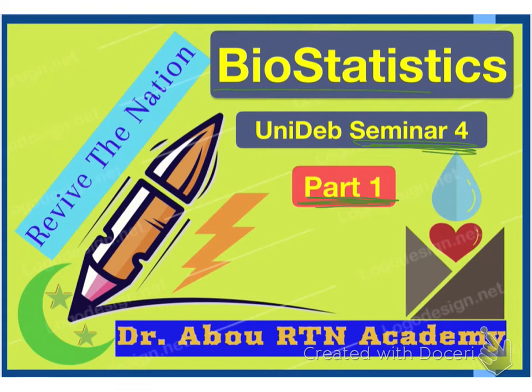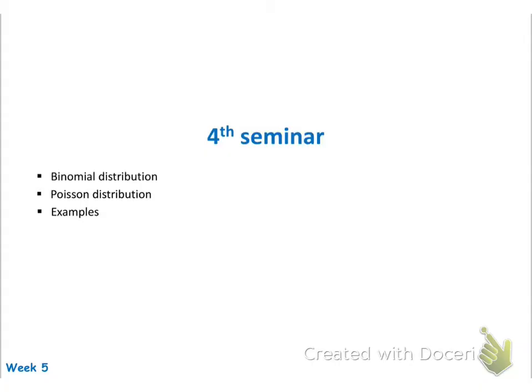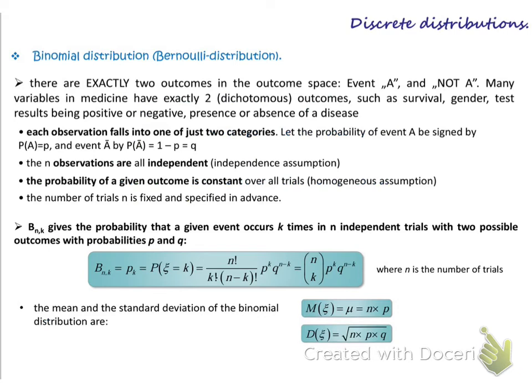Today we are going to discuss part 1 of University of Debrecen seminar number 4 in the subject of biostatistics. In this seminar, we are going to discuss the binomial distribution, the Poisson distribution, and we'll answer some of the examples. We'll start with the binomial distribution, or sometimes called Bernoulli distribution.